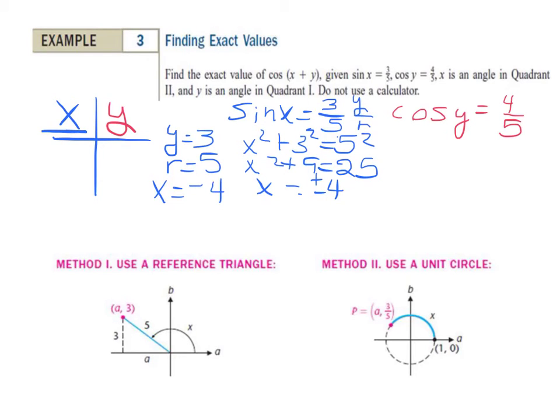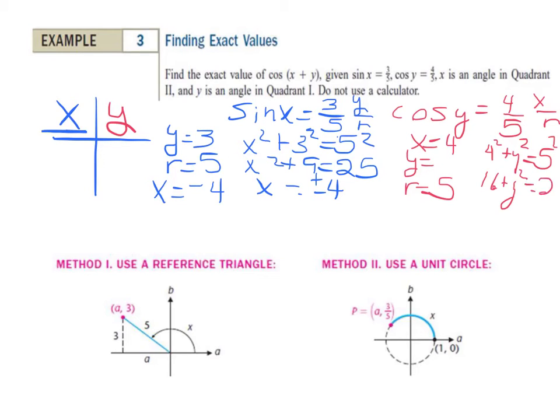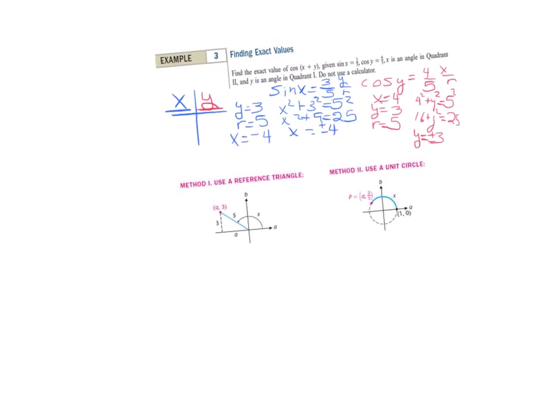Now let's go to the cosine and find out my values. Cosine is x over r, so I've got x equals 4, r equals 5, and I need to figure out y. So I've got 4 squared plus y squared equals 5 squared. 16 plus y squared equals 25. If you subtract 16 from 25, you get 9, so you got y equals plus or minus 3. We're in quadrant 1, so y is a positive 3. Okay, now that we've got that, let's shrink this down a bit so I can have a little bit more space.